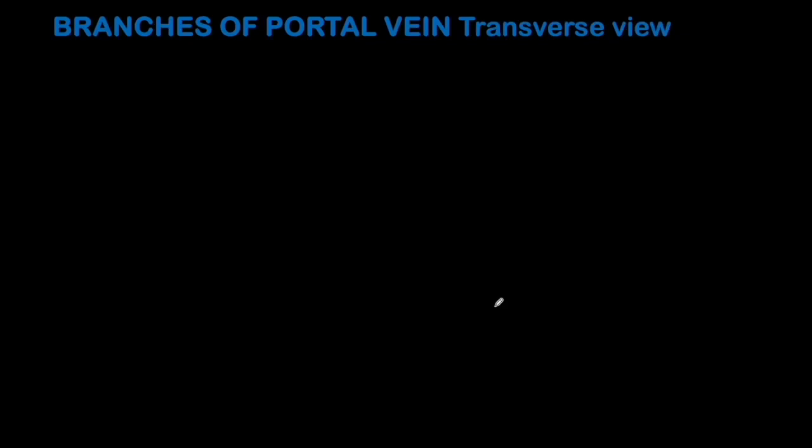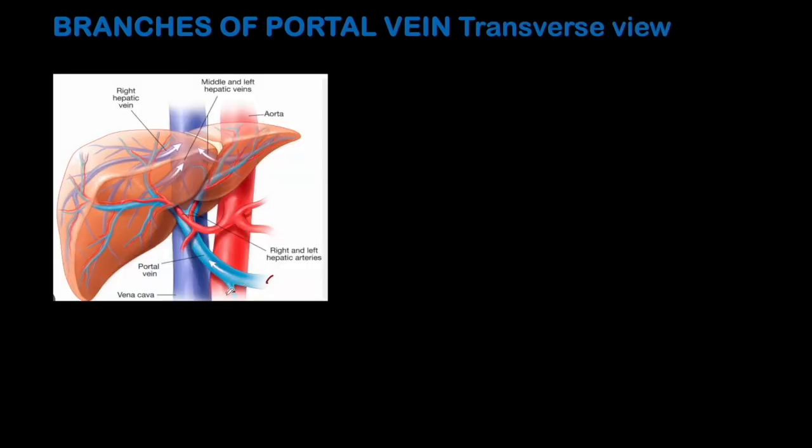Now let's talk about portal venous anatomy in ultrasound. Portal vein is formed by superior mesenteric vein and the splenic vein. They form the portal vein at portal confluence. This portal confluence is located just posterior to the neck of the pancreas. After forming the portal vein, it ascends towards the liver. It enters the hepatic hilum and divides into left portal vein and right portal vein.